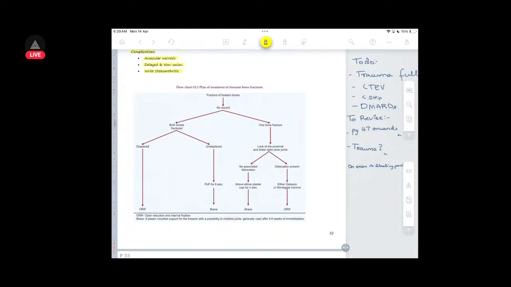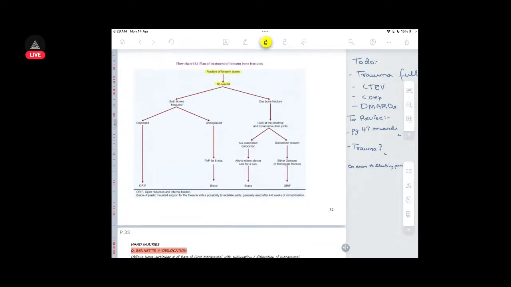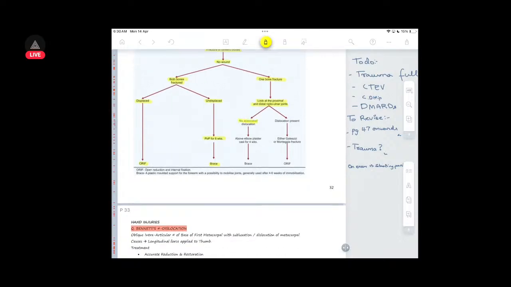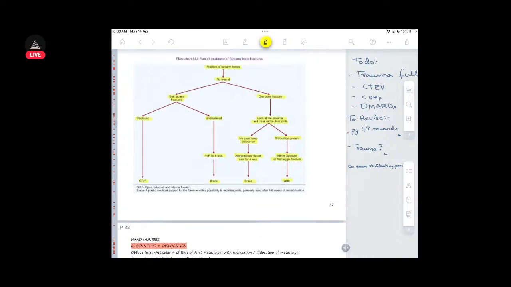So fractures of the forearm bones are either with wounds or without wounds. If both bones are fractured and displaced, you do open reduction, internal fixation. If it is undisplaced, you do POP for 6 weeks and you provide a brace. If one bone is fractured, look at the proximal and distal radioulnar joints. If there is no associated dislocation, you do an above-elbow plaster cast for 4 weeks and provide a brace. If dislocation is present, it is either a Galeazzi or Monteggia fracture, and you do open reduction, internal fixation.